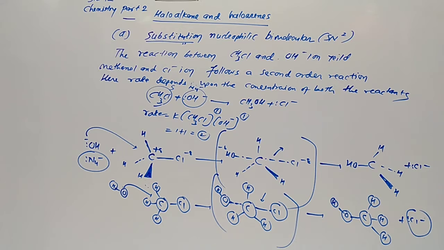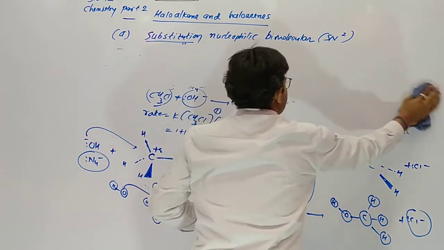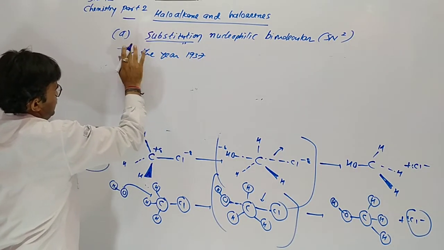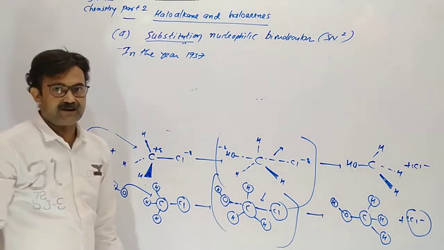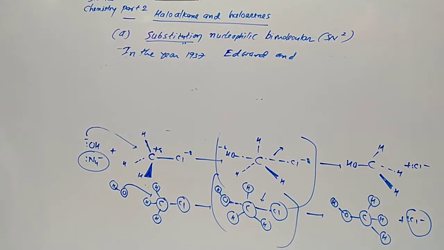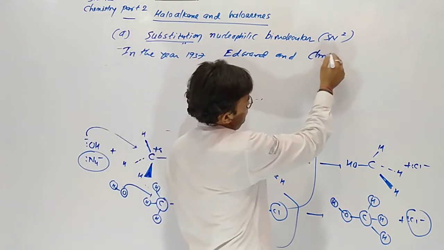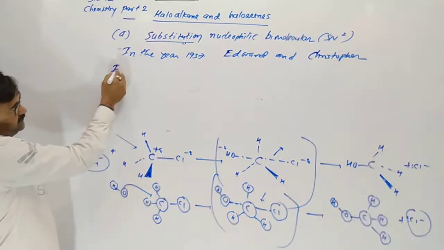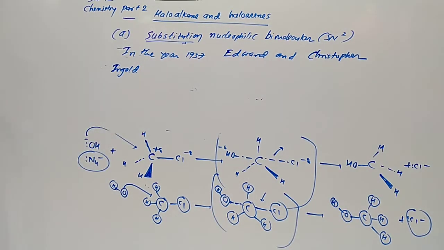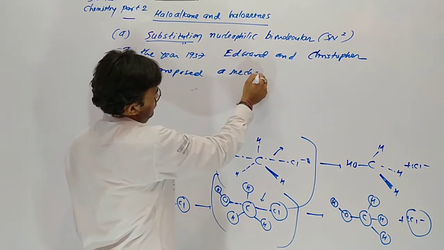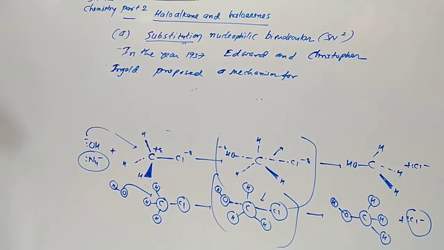Understood? Now come to the next point. In the year 1937, scientists Edward and Christopher Ingold proposed a mechanism for an SN2 reaction.